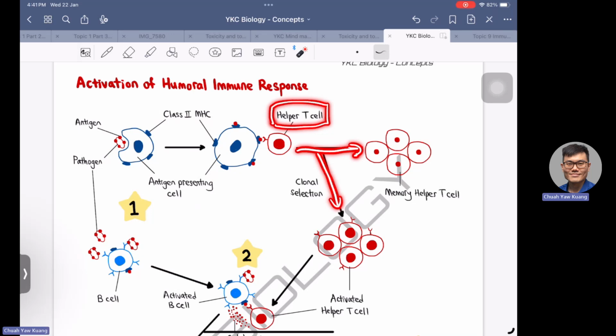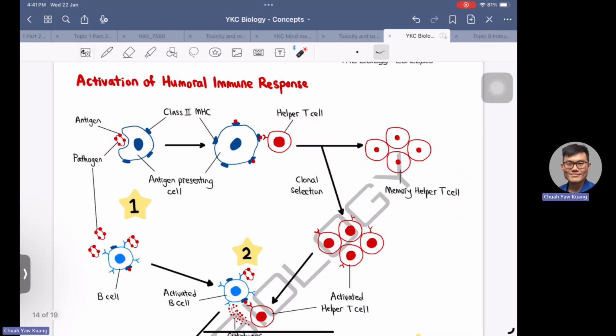So they will do mitosis to produce two types of helper T cell. The first type is the memory helper T cell, which will play a role in immunological memory in future. While another type would be the effector cell, which is the activated helper T cell.